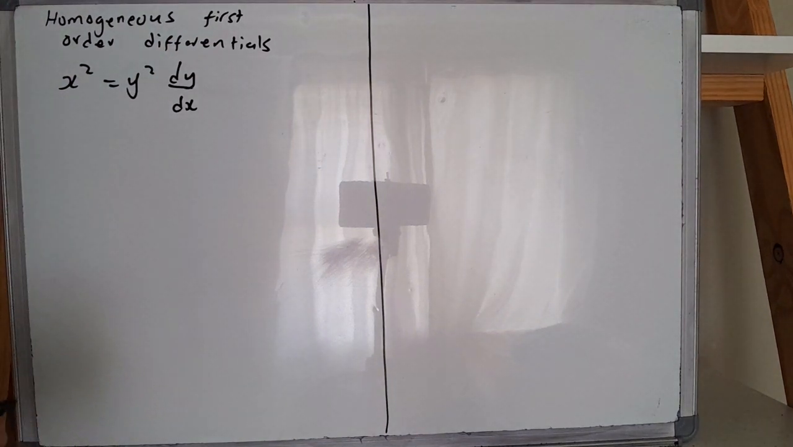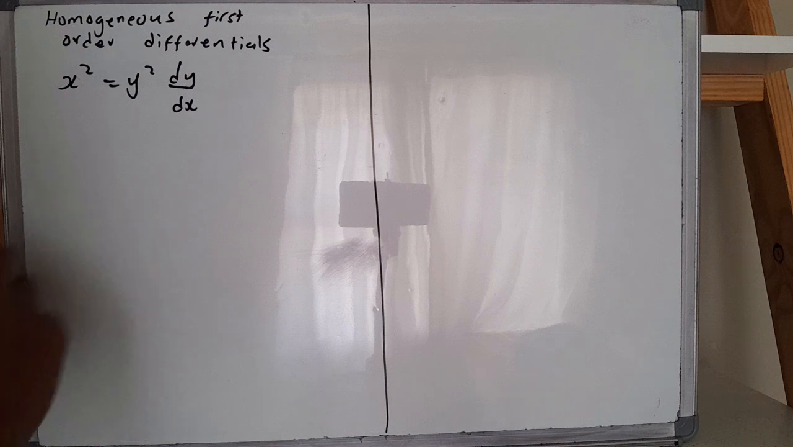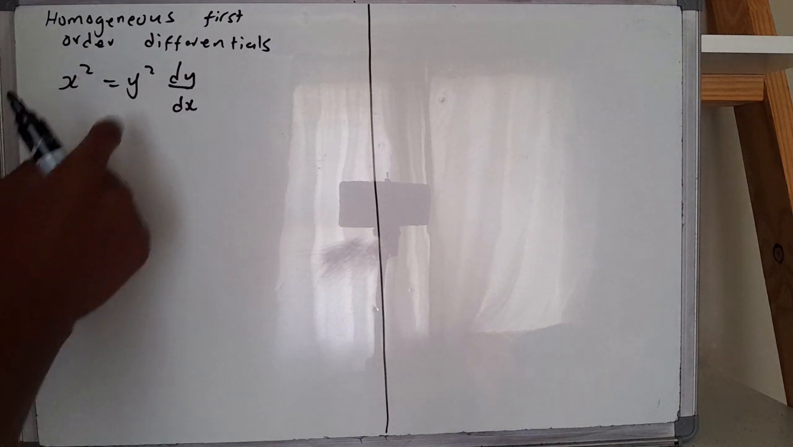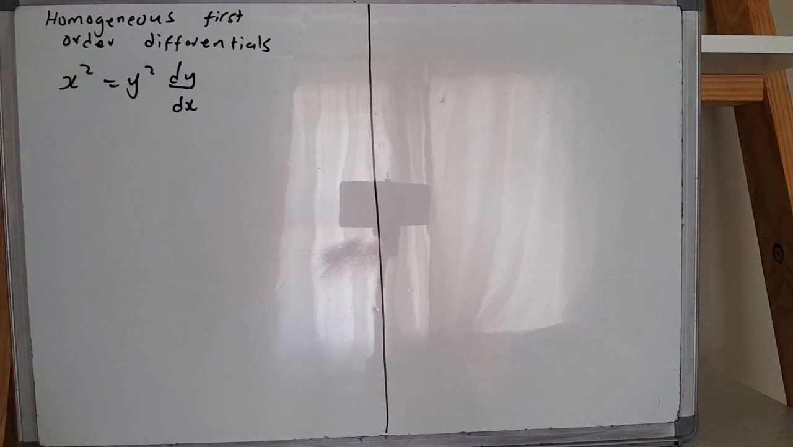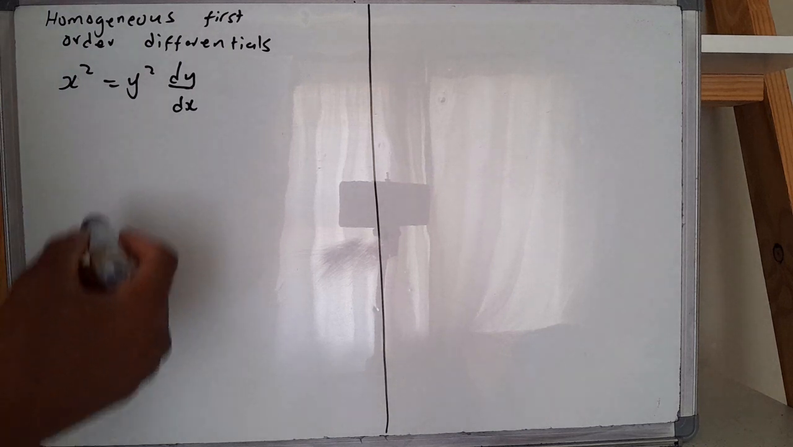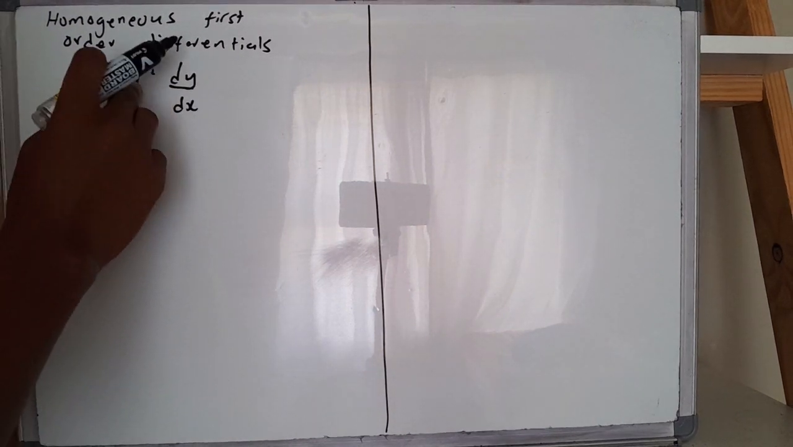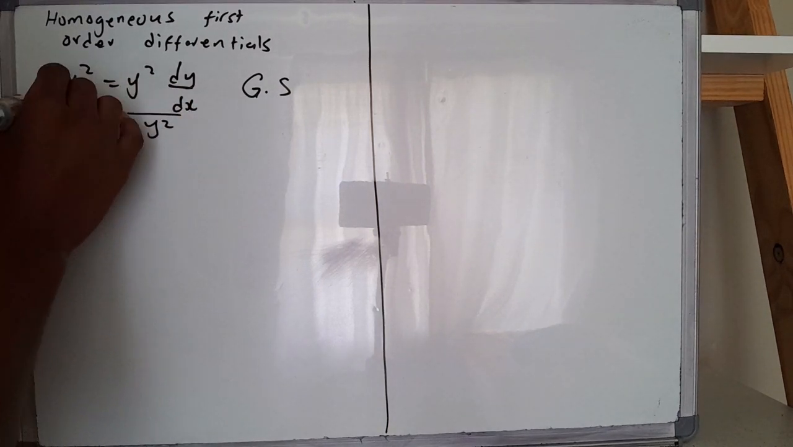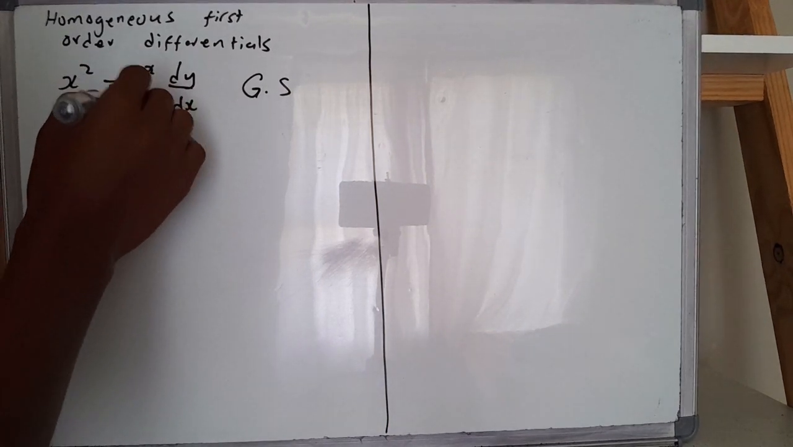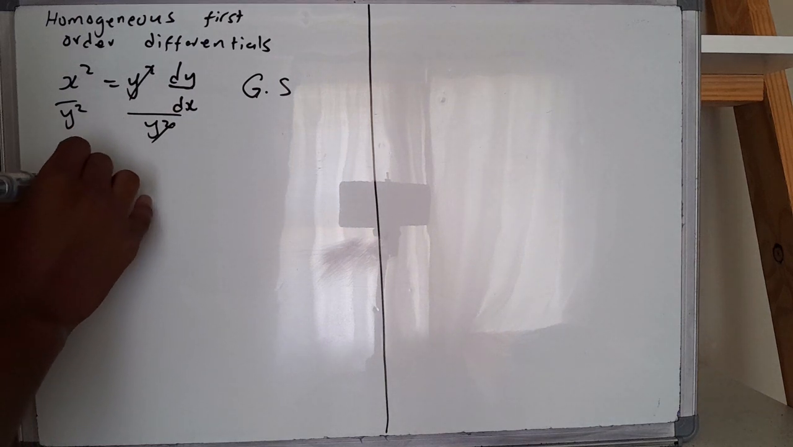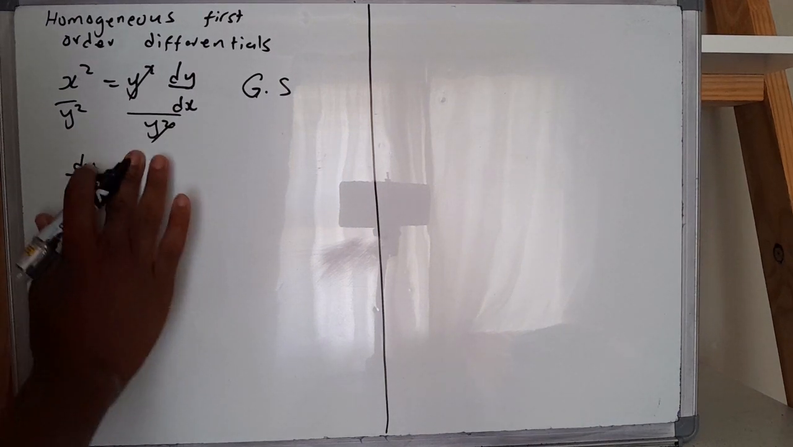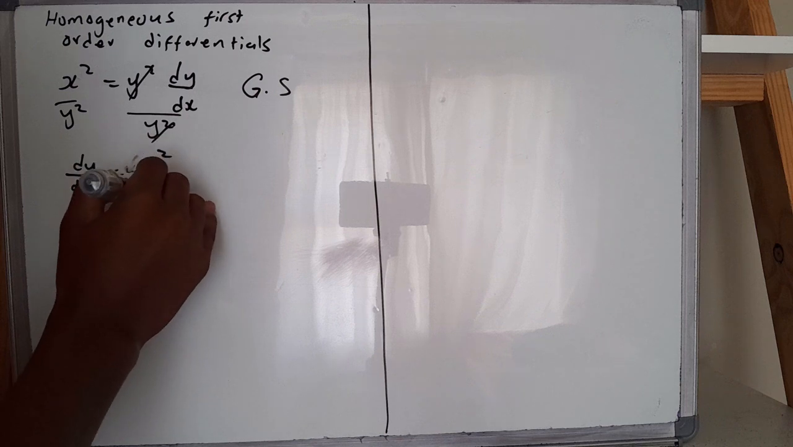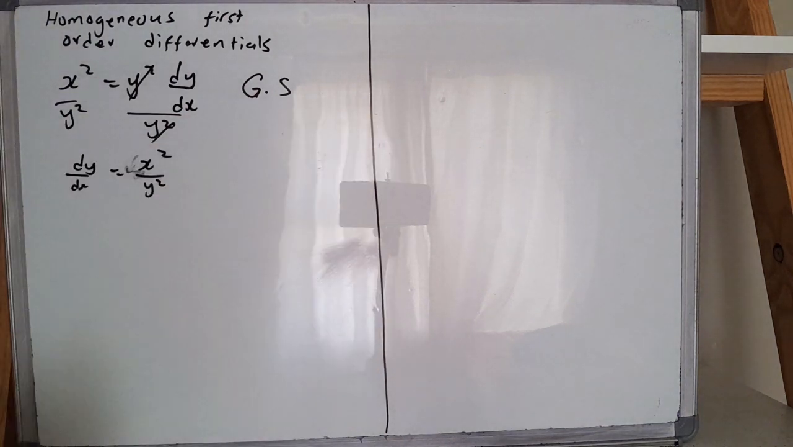In this case, it's homogeneous simply because the functions of x and y are of the same degree. That is degree 2. That is why we conclude this is a homogeneous first order differential. Now, to get the general solution, I'll start by dividing by y squared, such that I have dy over dx is equal to x squared over y squared. That is, they are separated, right?